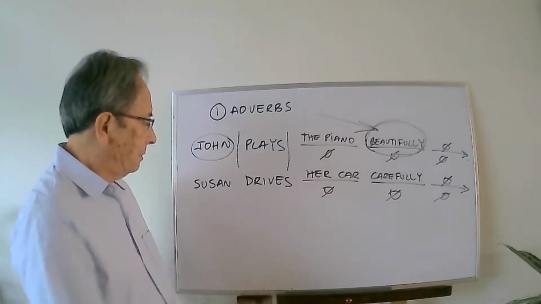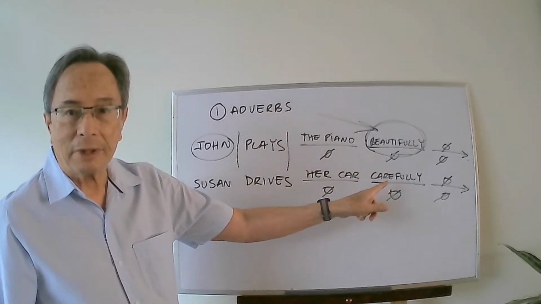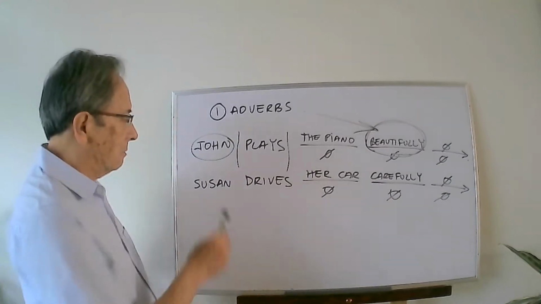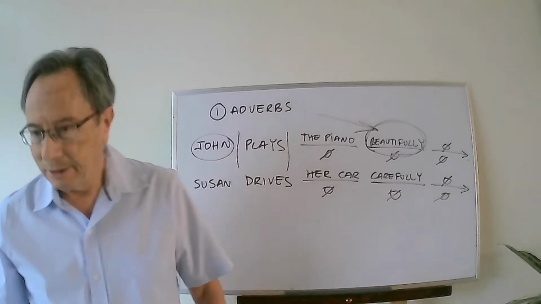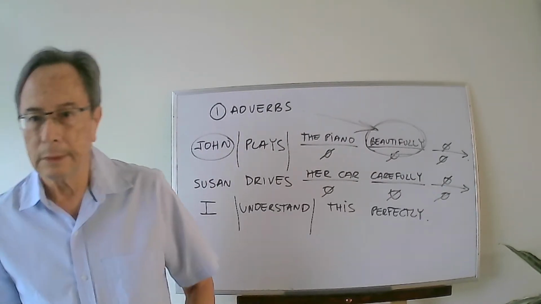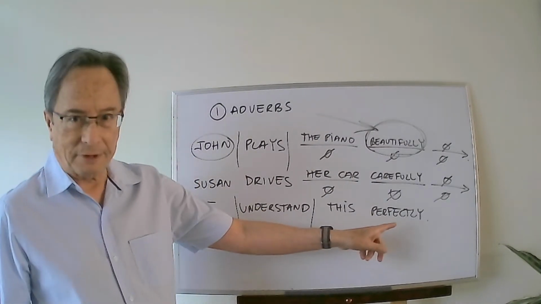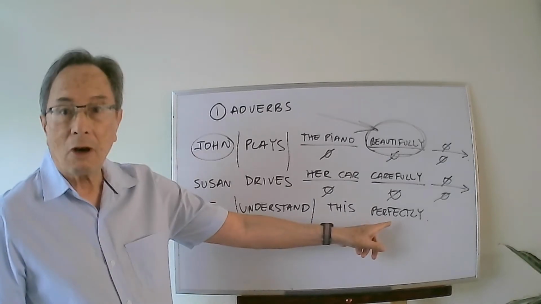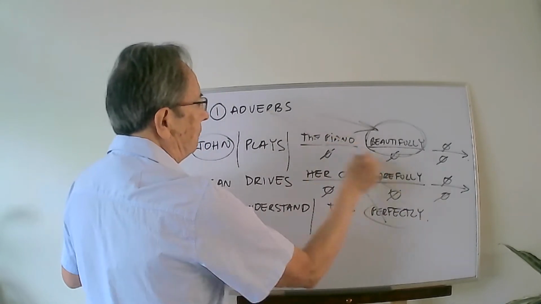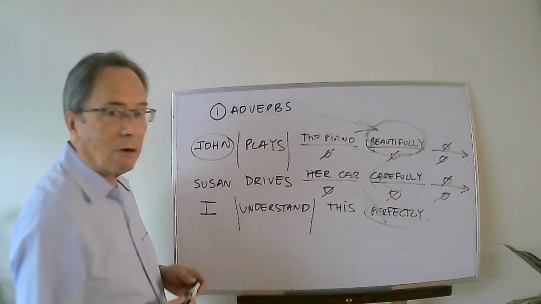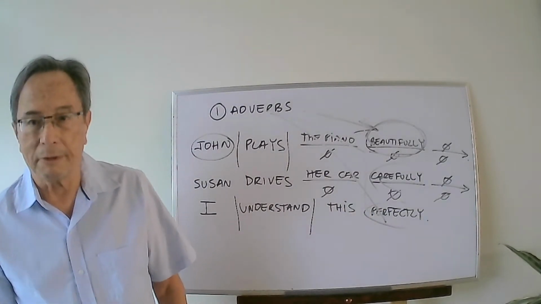Okay, another example. Susan drives her car carefully. How? ¿Cómo? Adverb, carefully, cuidadosamente. Okay, one more example, uno más. It says here, I understand this perfectly. Yo entiendo esto perfectamente. So you have perfectly, adverb, carefully, adverb, beautifully. All this is how, cómo. I understand this perfectly. Okay, very good.